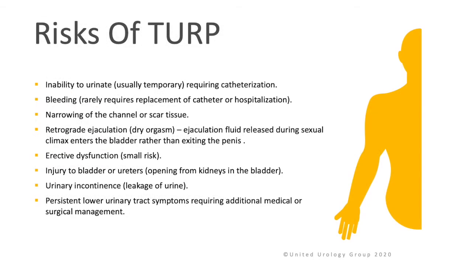What are the risks of the TURP? These include inability to urinate, which is usually temporary, requiring catheterization, bleeding, which rarely requires replacement of a catheter or hospitalization, narrowing of the channel or scar tissue, retrograde ejaculation, which is where ejaculation fluid released during sexual climax enters the bladder rather than exiting the penis, also known as a dry orgasm, erectile dysfunction, which is a small risk, injury to the bladder or ureters, urinary incontinence, which is the leakage of urine, persistent lower urinary tract symptoms requiring additional medical or surgical treatment.